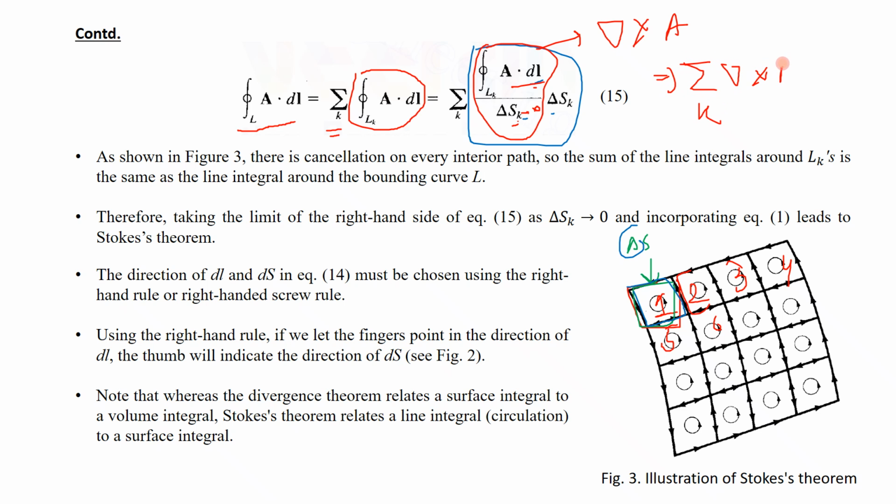So what we get? We get summation of curl of A delta sk. Delta sk means this one, delta s1, delta s2, delta s3, the area of each cell. Now, similarly to what we have seen previously, summation can be converted into integration, that we have seen.